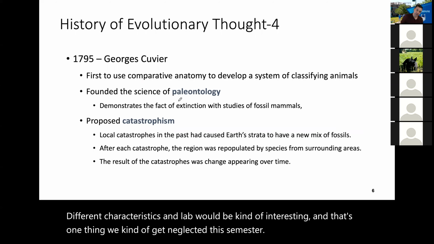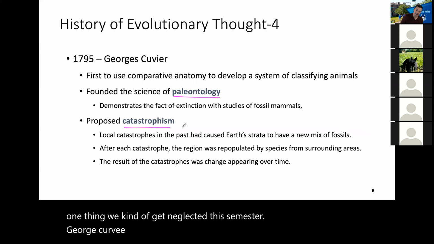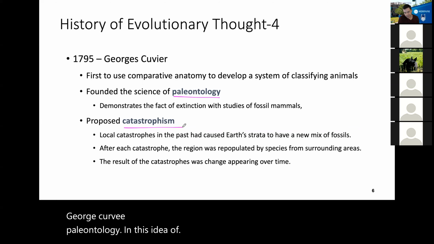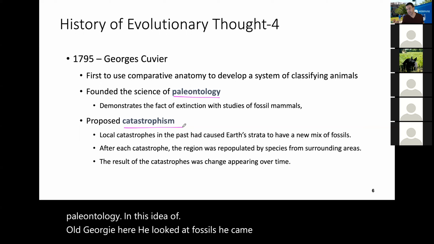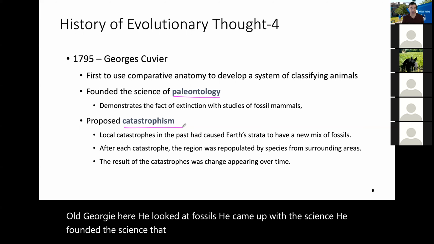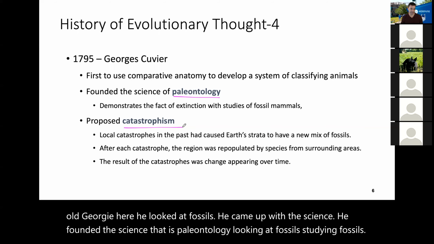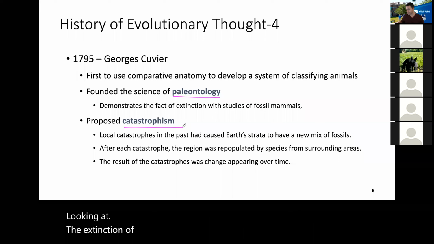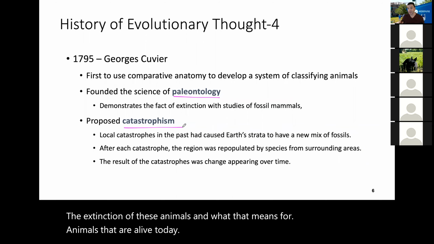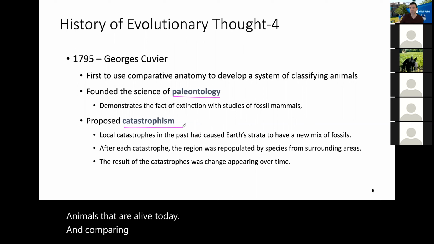George Cuvier, paleontology, and this idea of catastrophism. Old Georgie here, he looked at fossils. He came up with the science. He founded the science that is paleontology, looking at fossils, studying fossils, looking at the extinction of these animals and what that means for animals that are alive today, and comparing them. Comparative anatomy is a huge important thing.